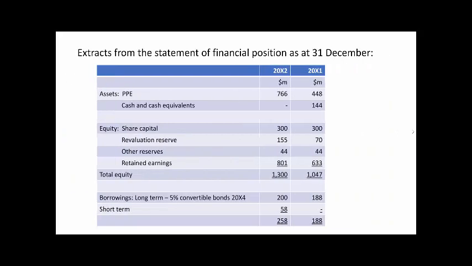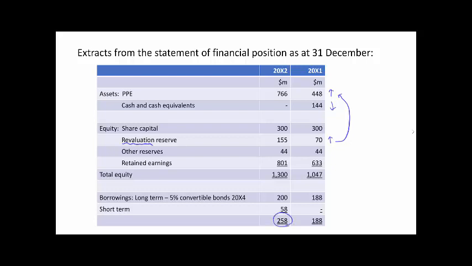So then if we carry on to the extract from the SFP that we've been given, what we can see here is that we have a fairly substantial increase in our non-current assets. Now that could be because of purchases, because here I can see that the cash has decreased, so yes, we may well have gone and purchased some PPE, but actually here I can see that there's a reasonably large increase in the revaluation reserve. So I'm expecting that, at least in part, this increase in our PPE is as a result of some revaluations.